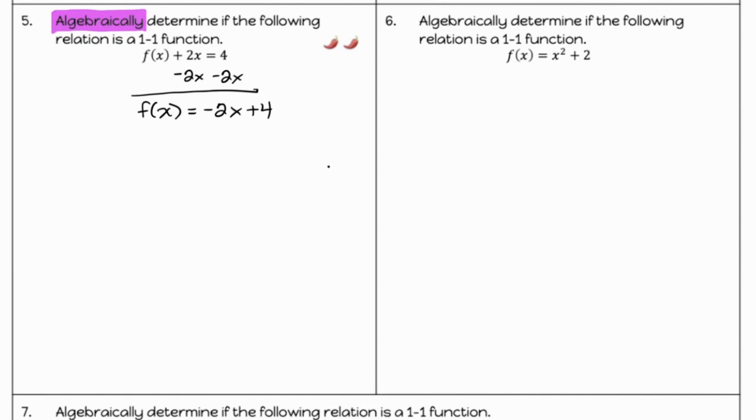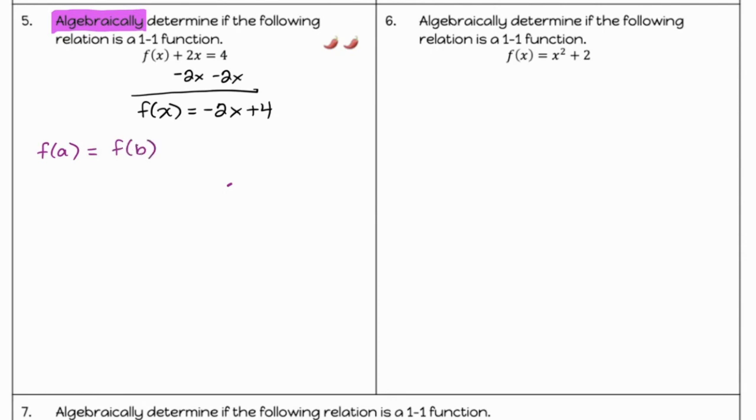So I could either graph this on my calculator and look to see if it's a function by its graph, but I know that a line is a function. So I'm not even going to do that. So here's what you're going to start off doing. In order for this to be a one-to-one function and to show this algebraically, what we want to show is f of a equals f of b.